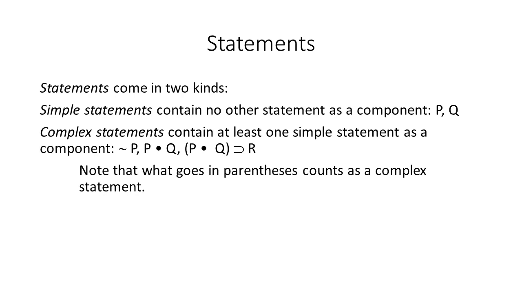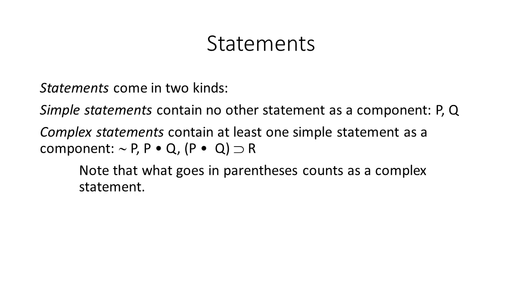On the other hand, we have complex statements, and these contain at least one simple statement as a component. So examples: tilde P or not P, P and Q or P dot Q, if P and Q, then R. Each of these contains at least one simple statement. The second and third one, I take it, are clear. The second one has both P and Q. The third one has P, Q, and R. But what about this first one, not P? Well, it contains a simple statement, P, and it's built up out of P and tilde. So it's a complex statement.